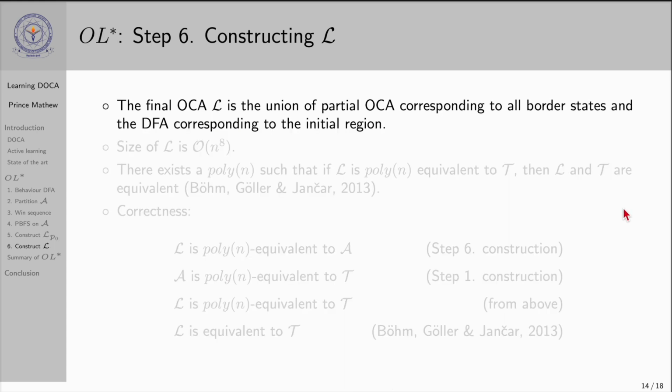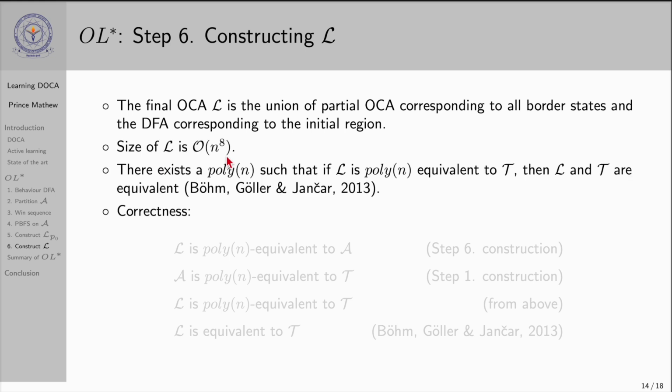Okay. So step 6 of the learning algorithm is to take the union of the partial OCAs corresponding to all the border states and the DFA corresponding to the initial region. So the size of this counter automaton L is of the order of n raised to 8. And from the equivalence result of Böhm, Göller and Jančar, you know that there exists a polynomial poly n such that if L is poly n equivalent to T, then L and T are equivalent.